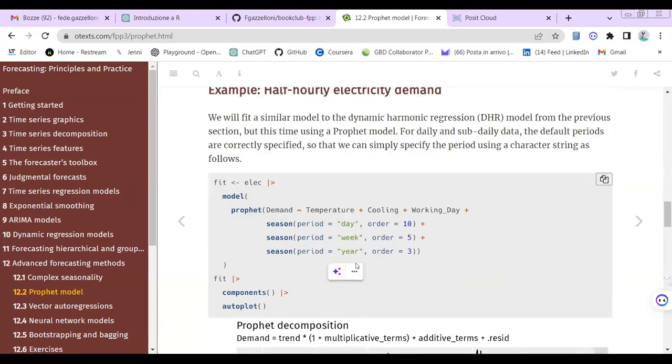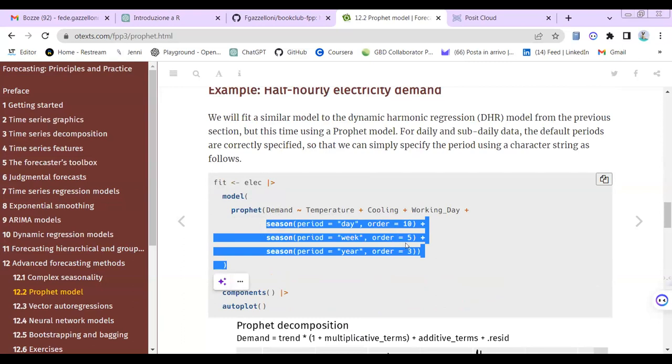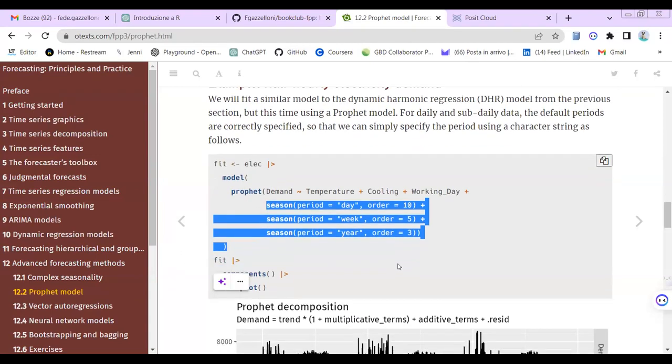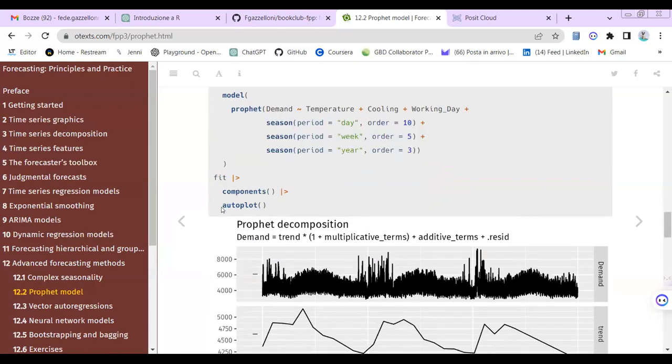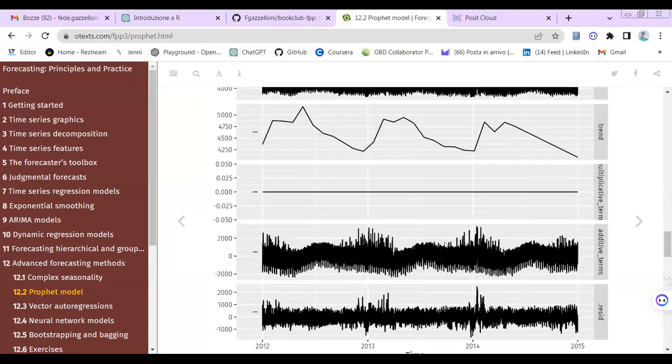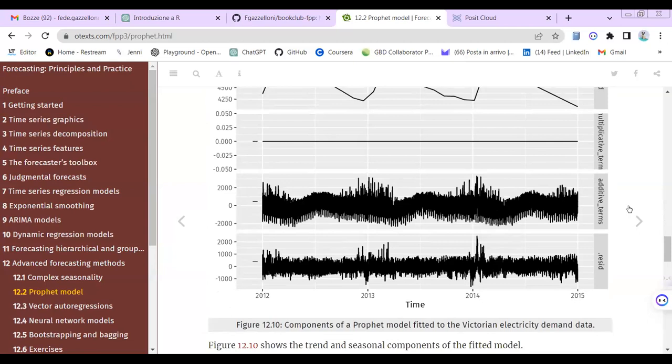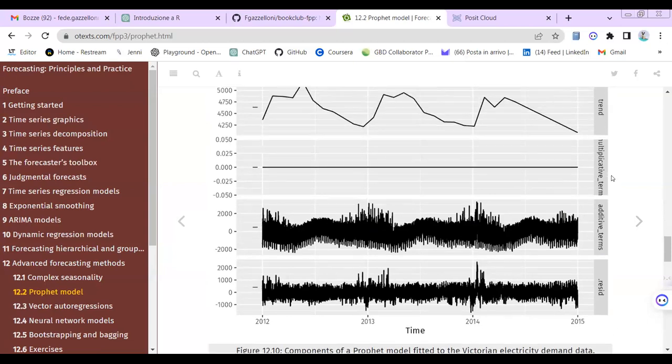Not sure about that. But anyway, going back to where we were, if we apply Prophet on the electricity data now with the same specifications, so 10 days, 5 days a week, then 3 years. We see the components of the data. The last two show the additive terms. We can see that this is more additive than multiplicative.